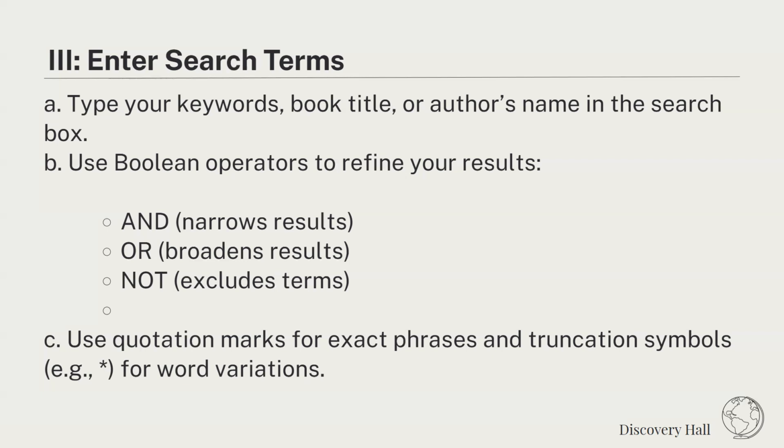Also, remember to use quotation marks for exact phrases. This ensures that your search results are precise. And don't forget truncation symbols like the asterisk to find word variations. For example, if you want to find variations of the word educate, which can bring results for education or educational. Using these search strategies will make your search process more efficient and less time-consuming. Feel free to experiment and find out what works best for you.